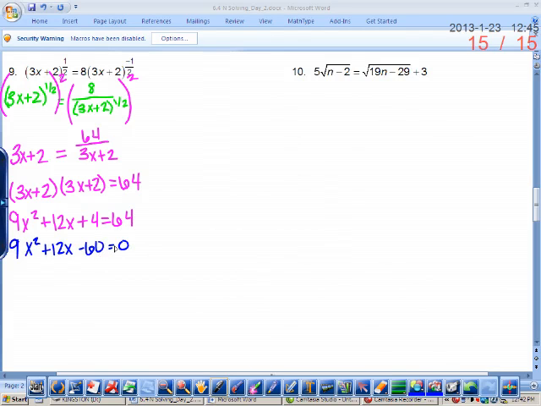What would you do next? Okay, and what's your GCF? 3. So 3 times, well, it's 4 minus 64. So it gives us minus 60. So this is 3x squared plus 4x minus 20 equals 0.